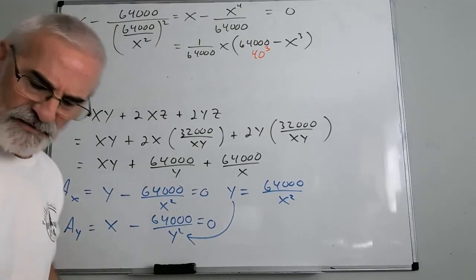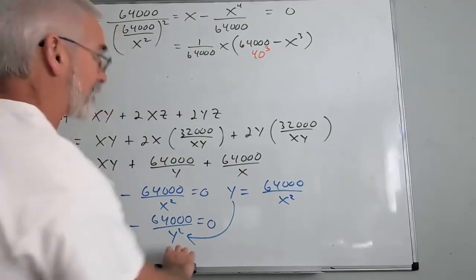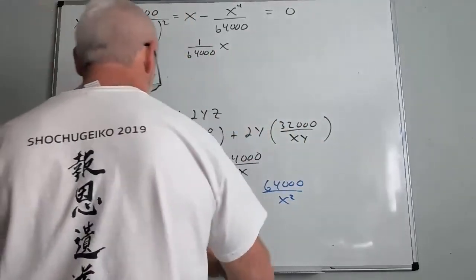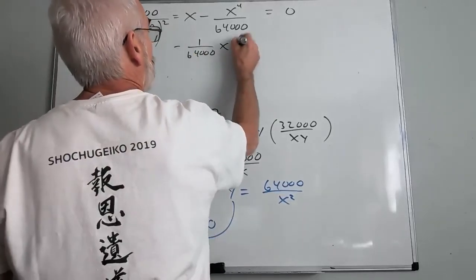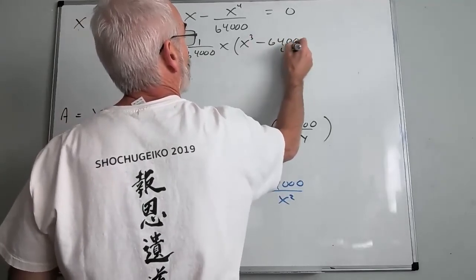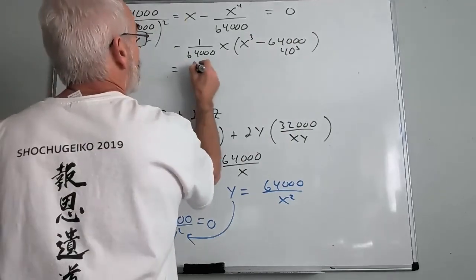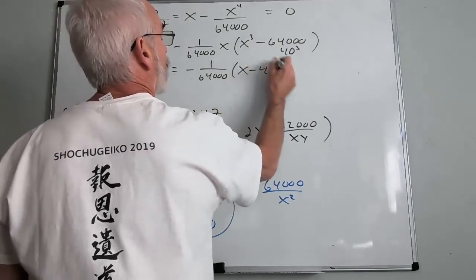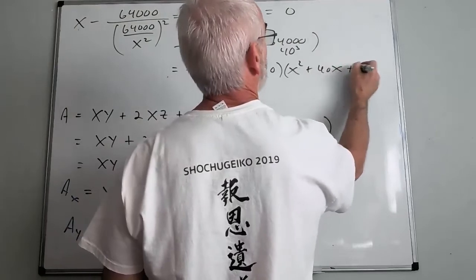In fact, let me go one step further. Rather than factor that out, let me factor out the negative. That'll make the factoring easier. Let me factor out a negative number there. I think that'll make our algebra easier. So if I factor out a negative, then it'll be x cubed minus 64,000 or 40 cubed. And the difference of cubes has a really simple formula. That's going to be x minus 40 times x squared plus 40x plus 40 squared.